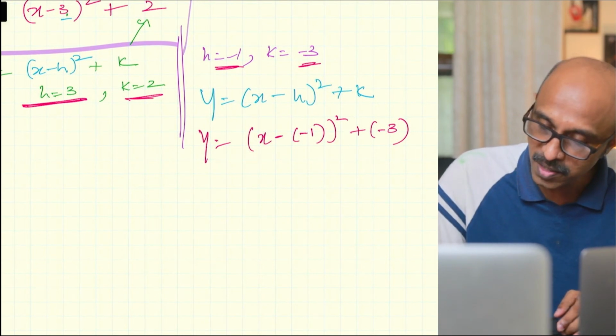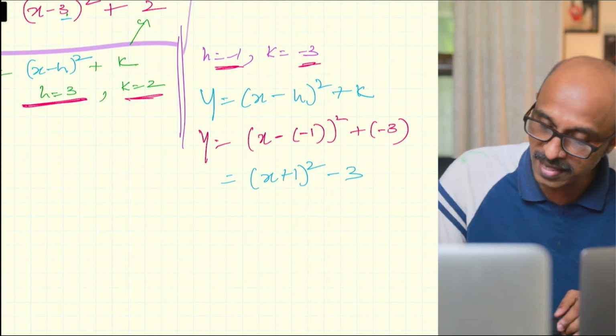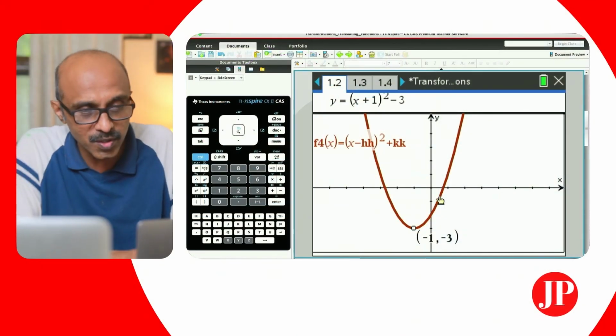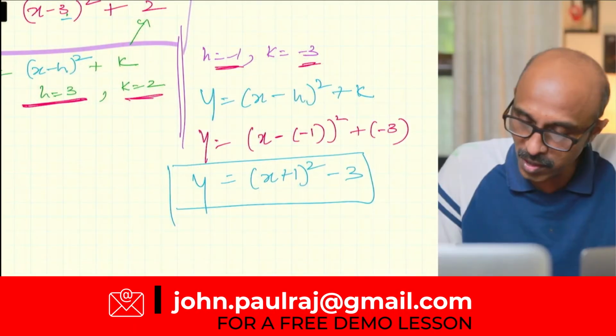Now when you simplify, you'll get it as x plus 1 the whole square and a minus 3, and that is exactly x plus 1 the whole square. That's exactly what we saw here, right? x plus 1 the whole square minus 3. And the same thing is what we got here when we wrote it down.